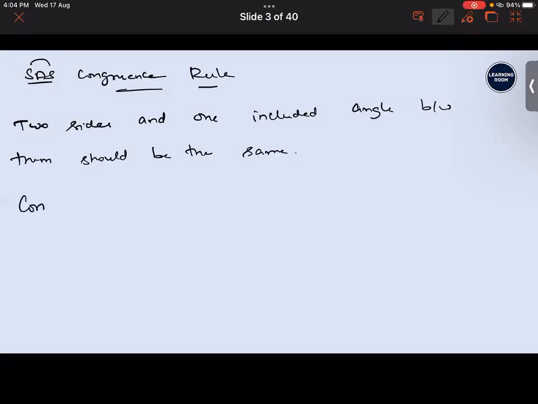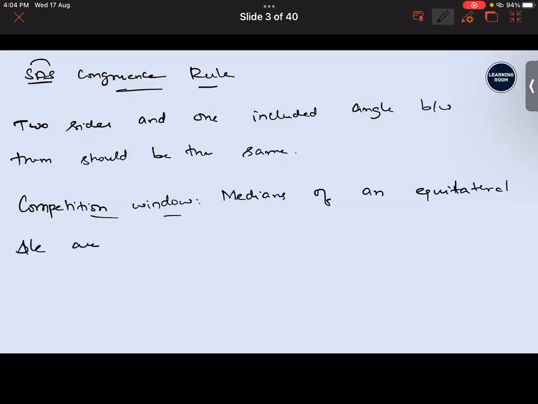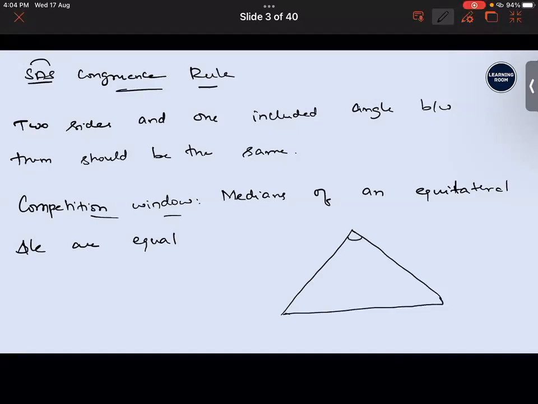So in the competition window, they have given a point. The medians of an equilateral triangle are what? Are they equal or different? They are equal. If you take an equilateral triangle, I just want to add one point to it, make a note. In an equilateral triangle, all the angles are 60. All the angles are equal, right?